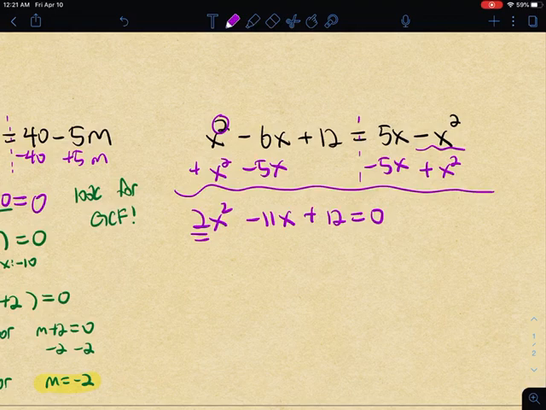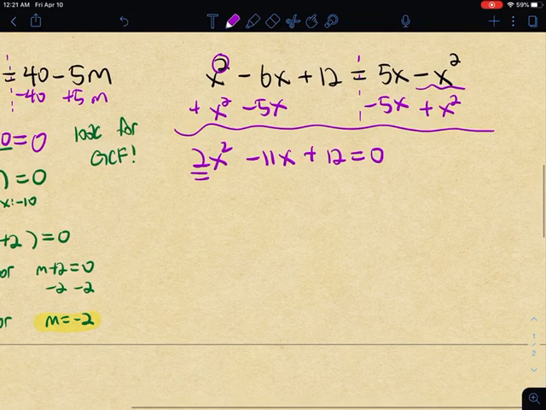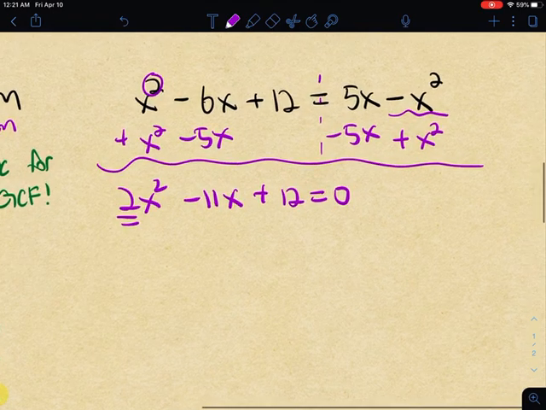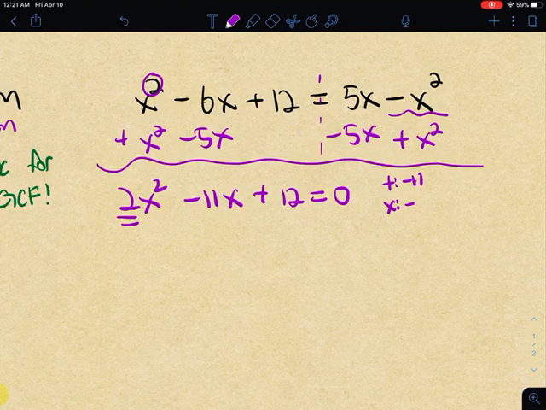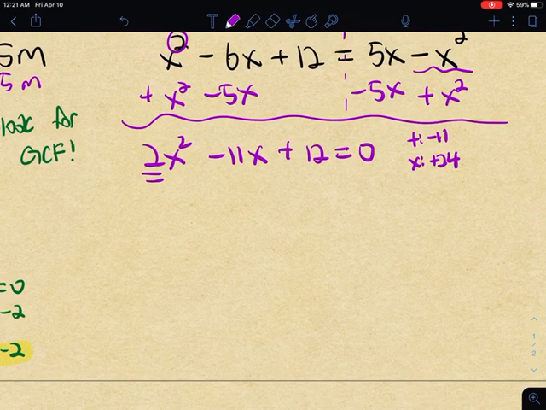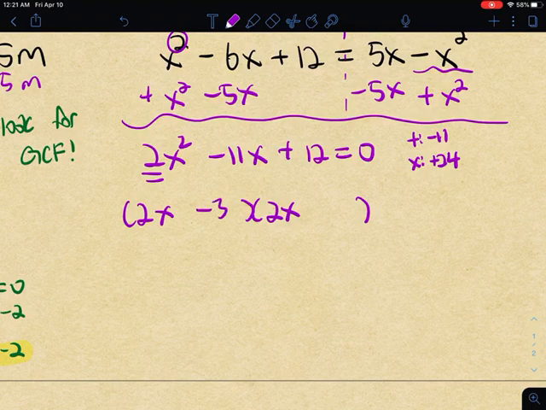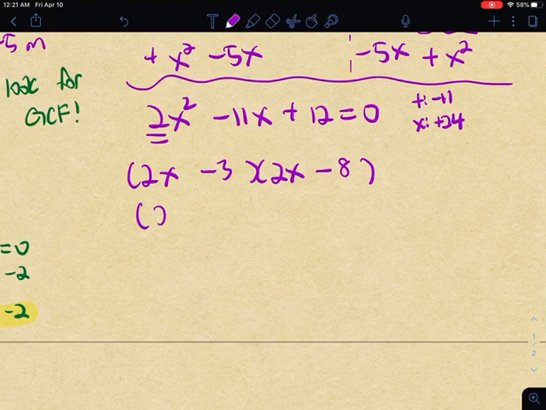Okay, time to factor, but again, look for GCF. Here, I don't think we have one. 2, 11, and 12, we can't really take anything out. So let's go ahead and factor. Adding up to negative 11, multiply to positive 24, again 2 times 12. So then let's set it up. So it's 2x squared. I'm going to have 2x and 2x. What are my two numbers? I think I have negative 3 and negative 8.